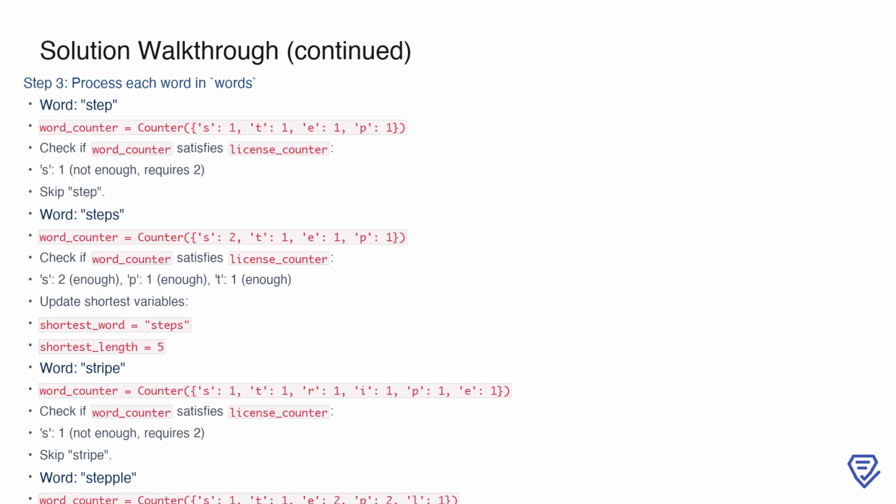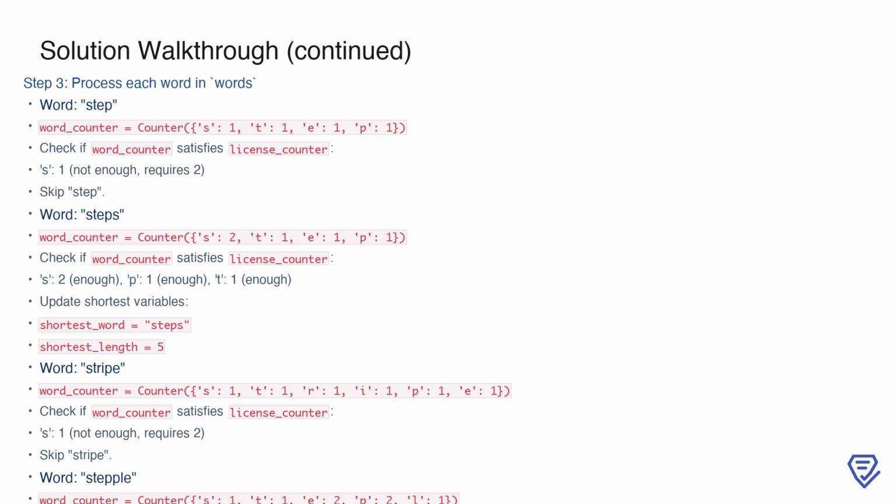First, we analyze the word step. Its frequency count, word_counter, is Counter, s1, t1, e1, p1. Comparing this to license_counter, we see that step has only 1 s, but we need 2. Therefore, this word is skipped.